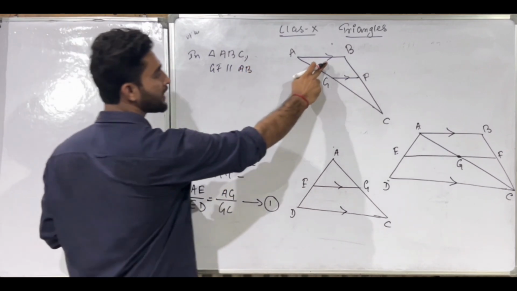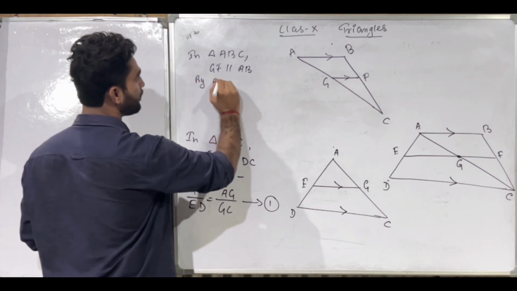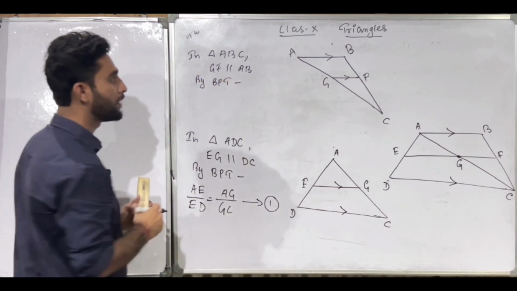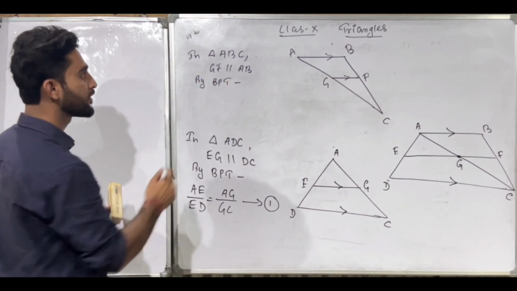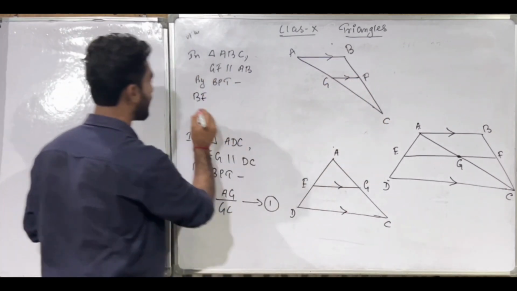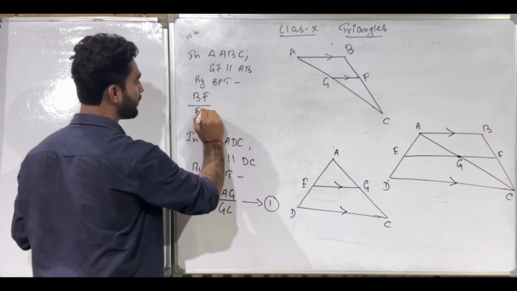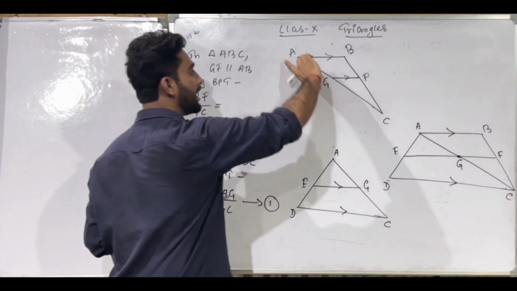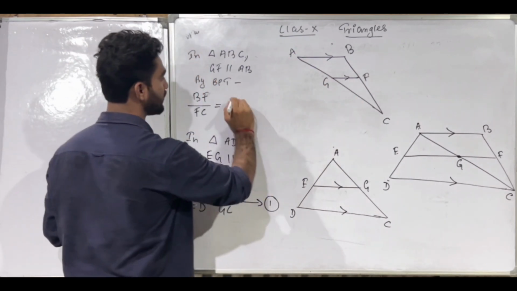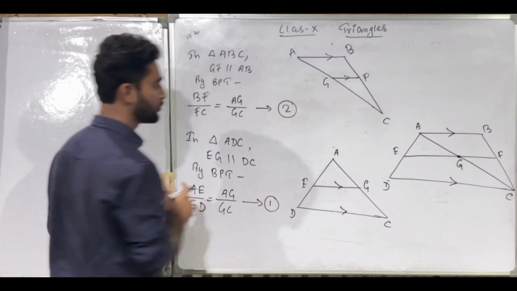Now again, one triangle is given and two parallel lines are given. So what can we apply? By BPT, what can we say? BF divided by FC, this one is F, BF divided by FC is equal to AG divided by GC. This we give as equation number 2.